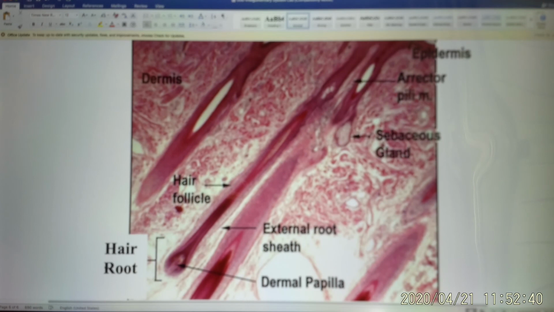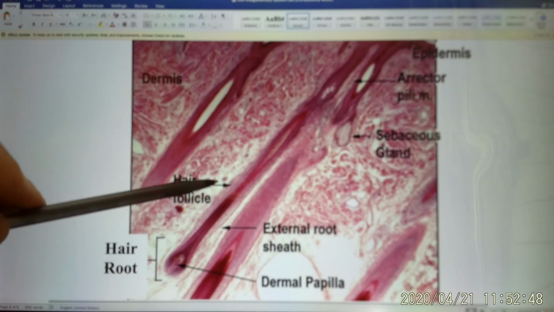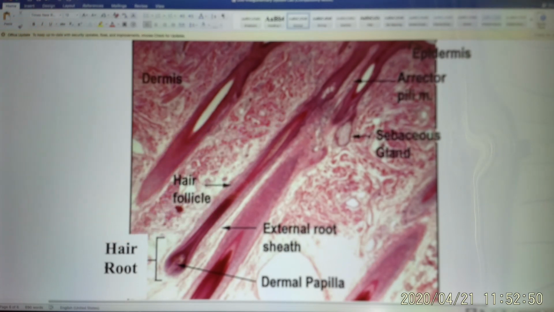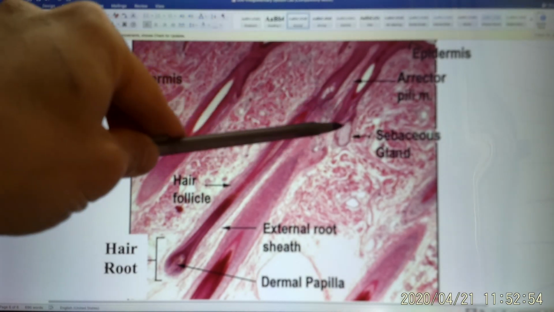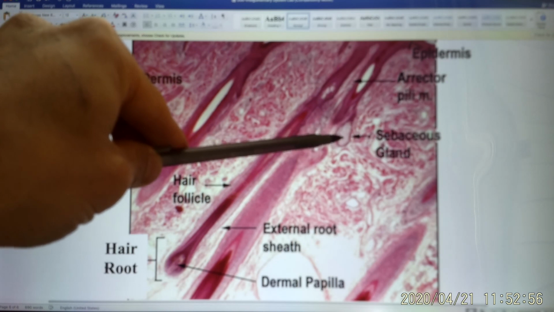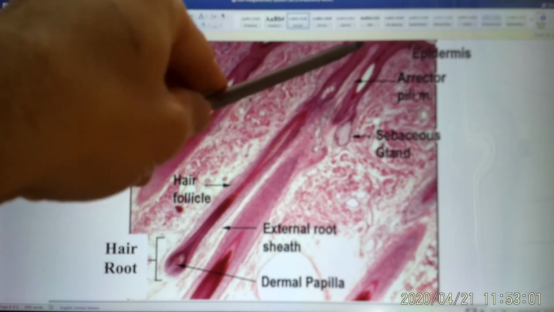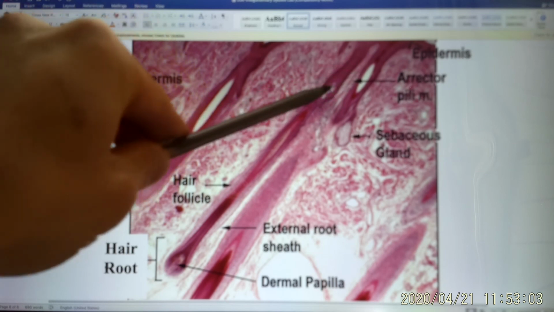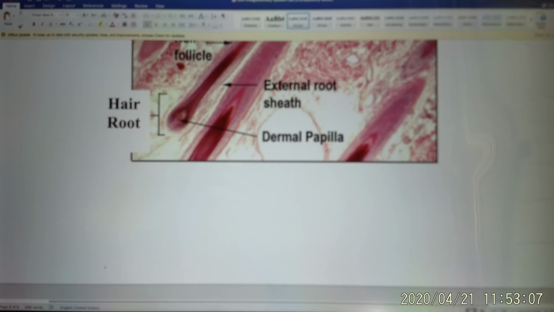In these slides, you need to be able to identify that's the hair, and outside the lighter one is the hair follicle. They're different, hair and hair follicle. And that's the sebaceous gland, the oil gland next to the hair, and it has a lot of bubbles. And the pili muscle, the erector pili muscle, is pretty small. It's going to push and make the hair stand out. So these are the hair structures.